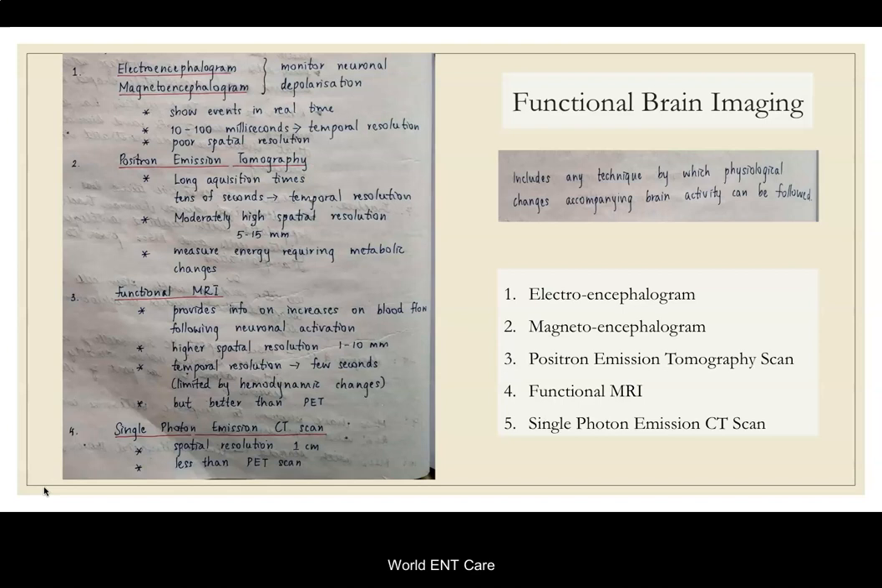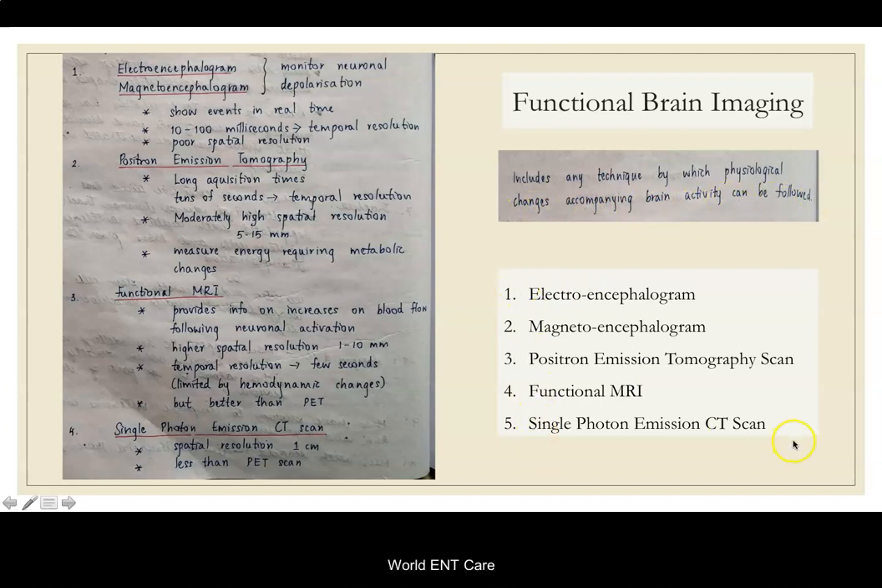So, going to functional brain imaging, it includes any technique by which physiological changes accompanying brain activity can be followed. A normal MRI or a normal CT scan is a snapshot of the anatomy or the pathology at that time. It does not show anything about the physiological changes accompanying brain activity. Whereas functional brain imaging includes any technique by which physiological changes accompanying brain activity can be followed.